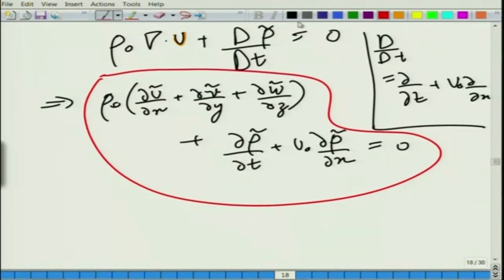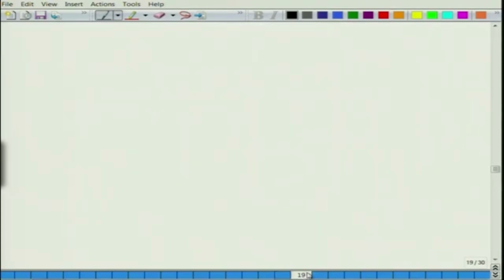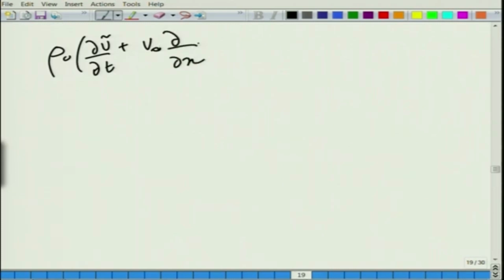Clearly, by setting u naught to 0, if we set this particular term to 0, we get back the equation for without mean flow. Now, what is your momentum equation? Your momentum equation, considering the mean flow, the expanded out version is u tilde is equal to plus this thing, and the other equations will basically remain the same.